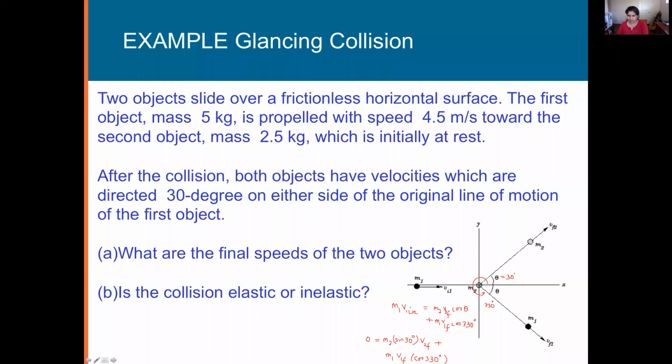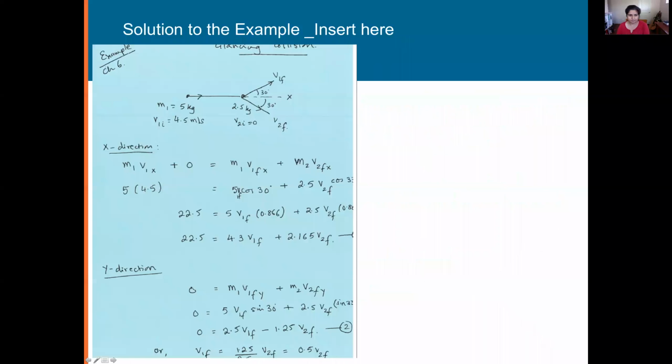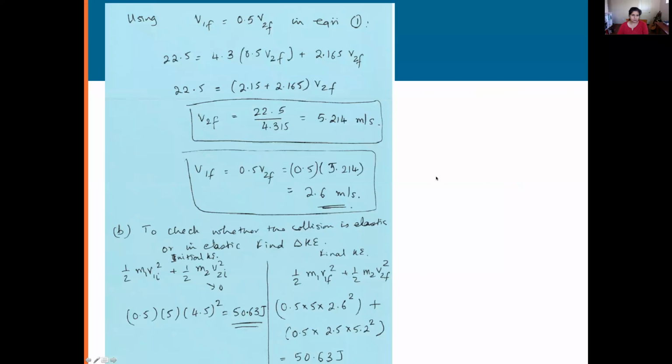Okay, so here you have two equations, one in the x direction, one in the y direction. You're going to substitute values in them and solve for V2F and V1F. These are your only two unknowns. And that should give you your results, which we'll look at on the next slide. So here's the diagram again, 30 degrees. Unfortunately, when I scanned it, some of it got cut off, but this is cosine of 330 degrees. You're going to get your two equations, solve for V1F and V2F, and this continues on the next page.